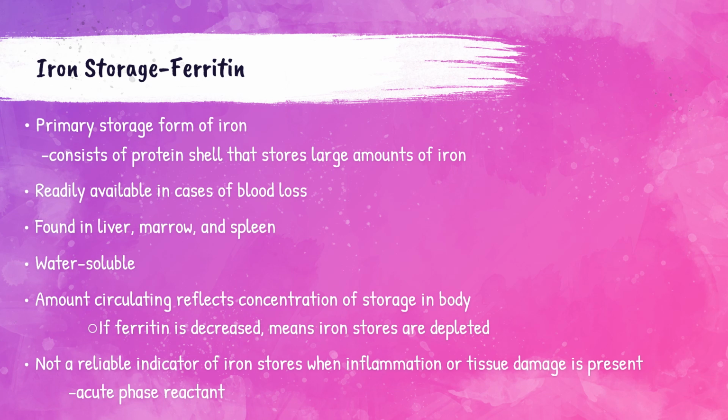I talk about acute phase reactants when we are discussing CRP in clinical chemistry, but also the sedimentation rate is an acute phase reactant. Well, so is ferritin. So acute phase reactants are going to be falsely elevated when the body has inflammation present.